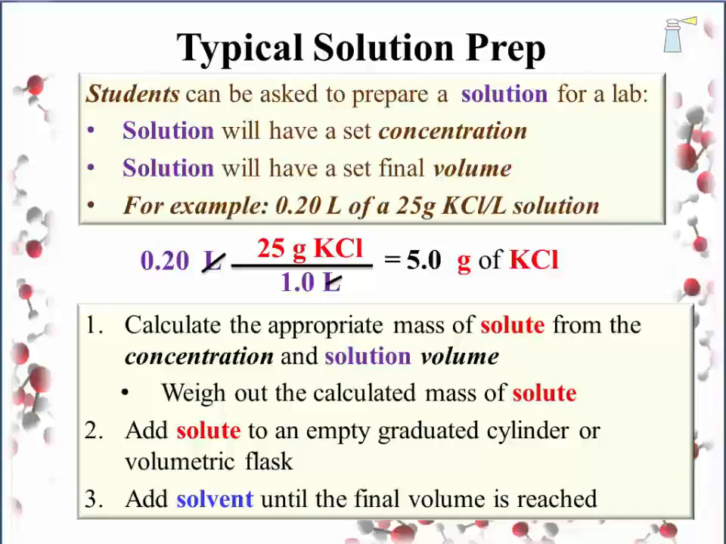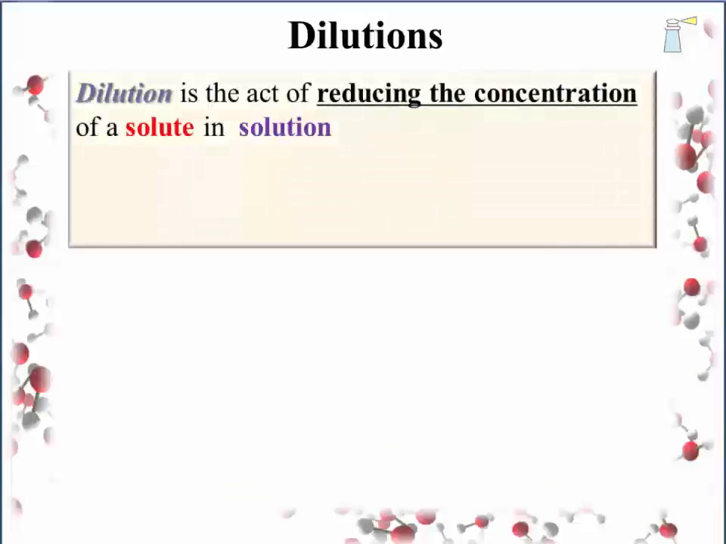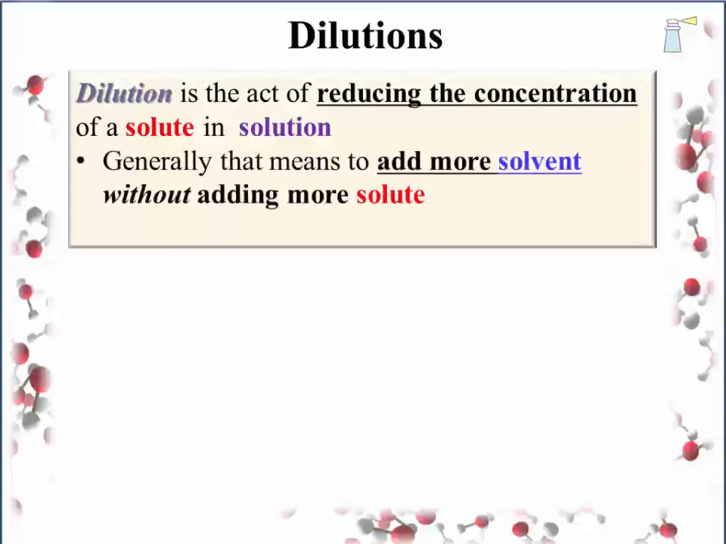The next section deals with dilutions. Solutions are not only common in lab, they are common in everyday life. Dilution is the act of reducing the concentration of a solute in a solution. In practice, that generally means to add more solvent without adding more solute. In every instance, the concentration of the solute is lower in the dilution.